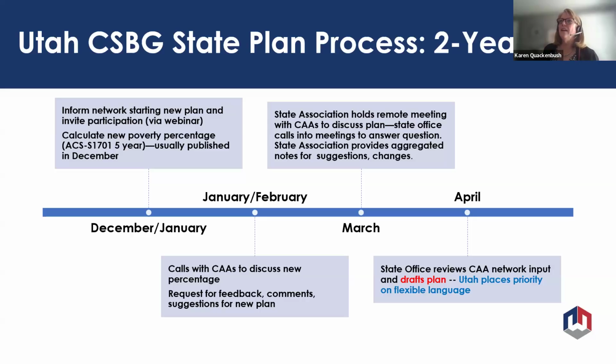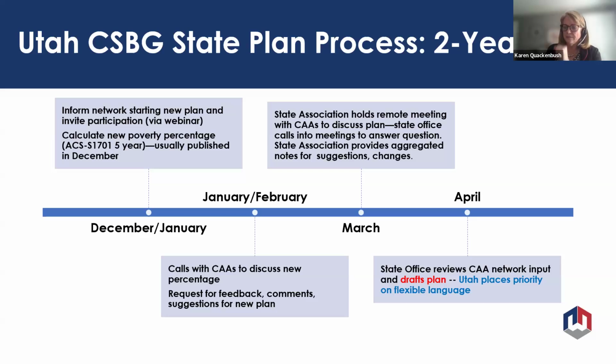So wherever we are in that, to let the network know, hey, we're going into a new state plan cycle, and which also includes the update on the formula. Generally, we use ACS statistics, and their 5-year statistics are published in December. So it's just ahead of when the new stats are published. And we have a very specific report that we go to and that we've been using.